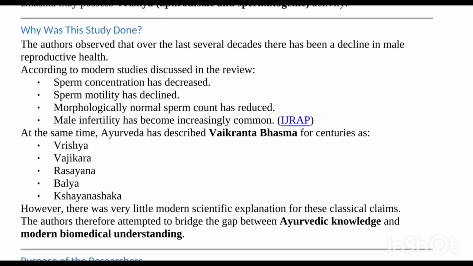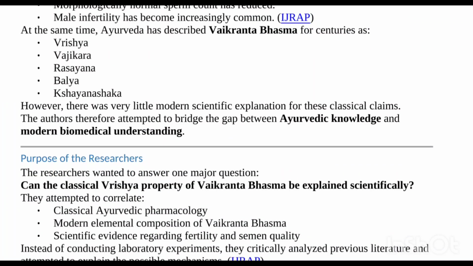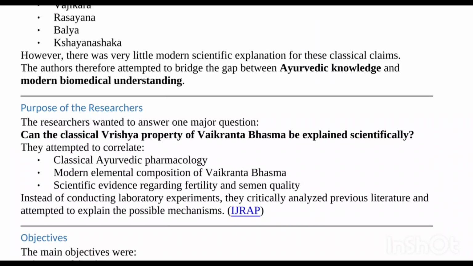The author observed that over the last several decades, there has been a decline in male reproductive health. According to modern studies discussed in the review, sperm concentration has decreased, sperm motility has declined, morphologically normal sperm count has reduced, and male infertility has become increasingly common. At the same time, Ayurveda has described Vaikrant Bhasma for centuries as Vrishya, Vajikara, Rasayana, Balya, and Kshayahara.